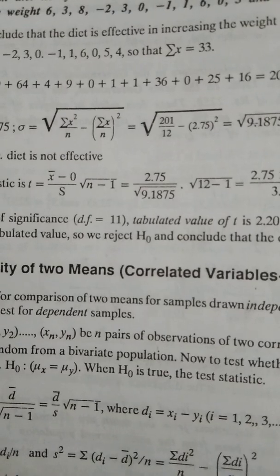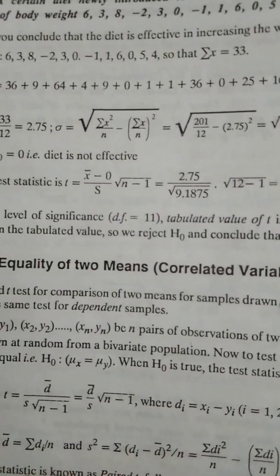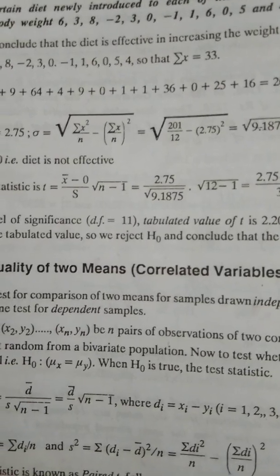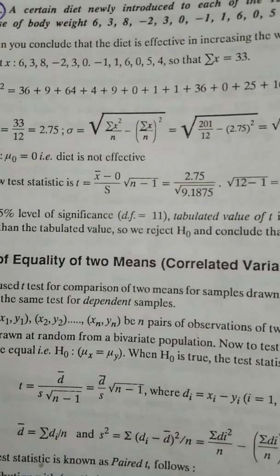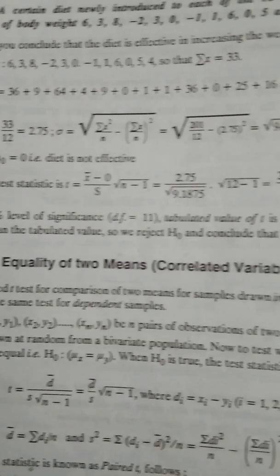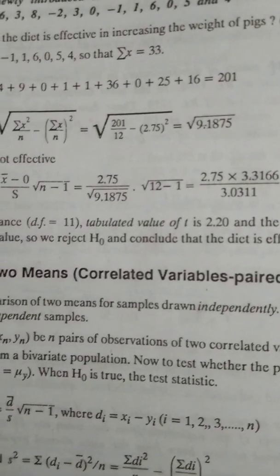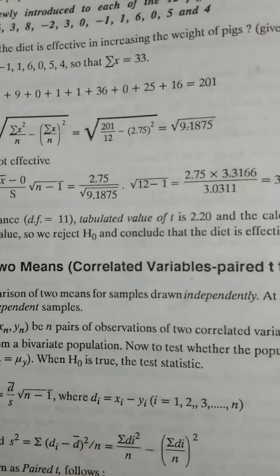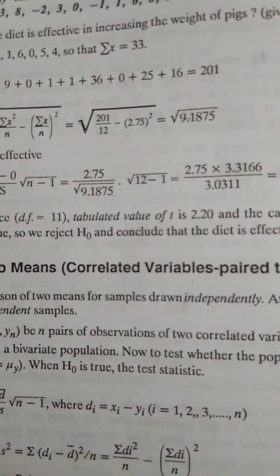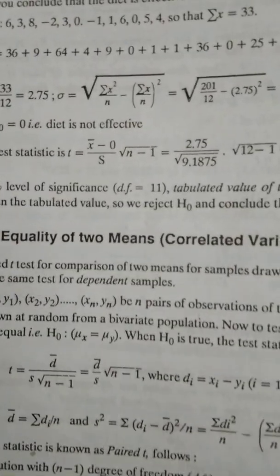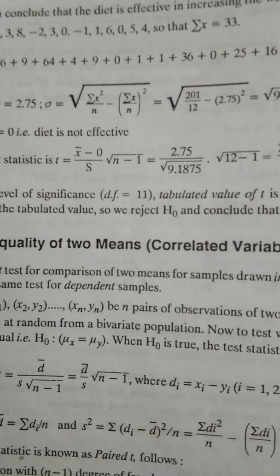What does sigma x by n mean? Actually it is the mean, so straight away they have written 2.75 whole square. Again I am telling, sigma x by n means actually mean, that's why it is 2.75 whole square. It came out as root over 9.1875. Now the test statistic, simply you can write x bar by s.